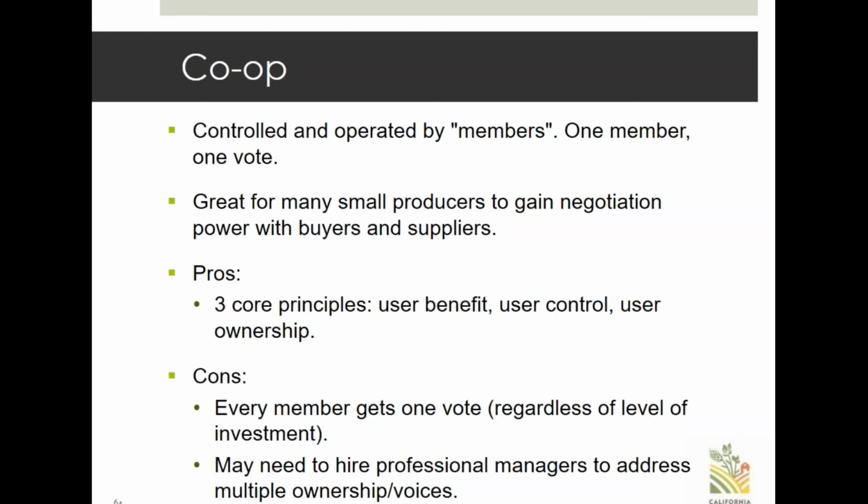Just as a resource, the Center for Cooperative Development here in California is a great resource if you're considering starting co-ops here in California. They have all kinds of templates. They have people to help work on your business plan with you. So, the Center for Cooperative Development.